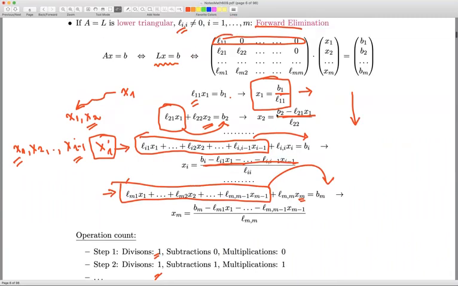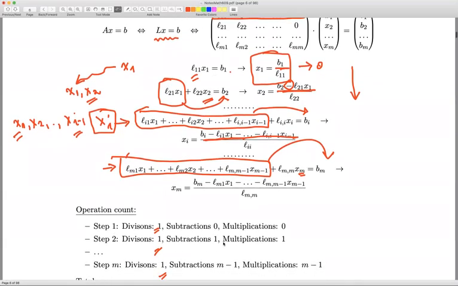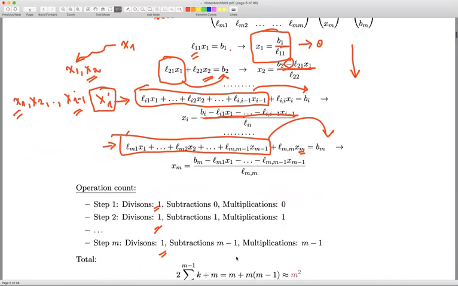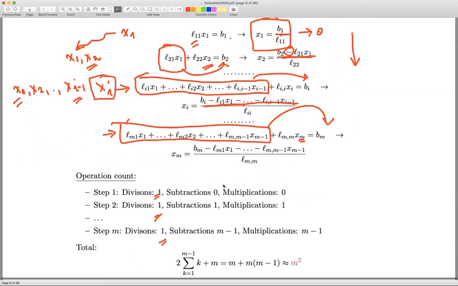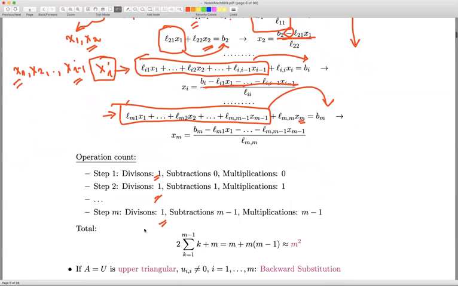Then if we look at the subtraction or addition, then here we have 0 subtraction or addition. Here we have 1. Then the next step we will have 2. In this particular, at the ith step, we will have i components. When we move to this side, we will have i components here, and then the operation is done in between each 2 components. So we'll have i minus 1 subtractions. At the very end, we will have m minus 1 subtractions. So the subtractions start with 0 subtractions at step 1, 1 subtraction at step 2, and so on, m minus 1 subtractions at step m.